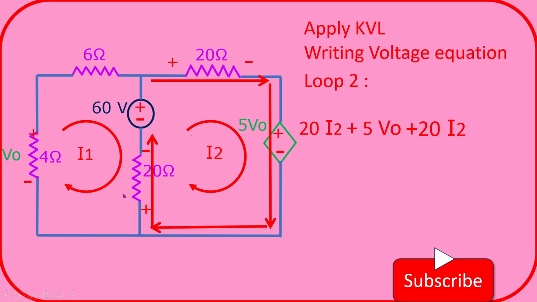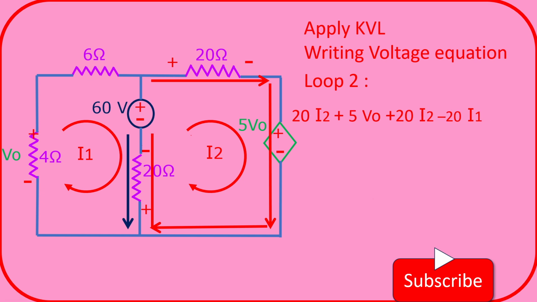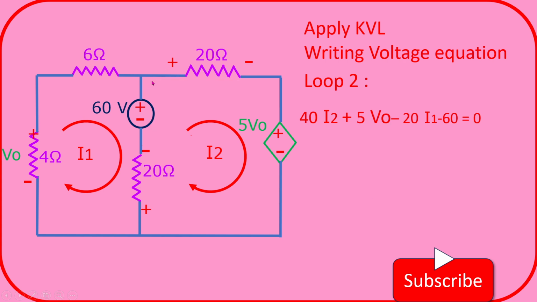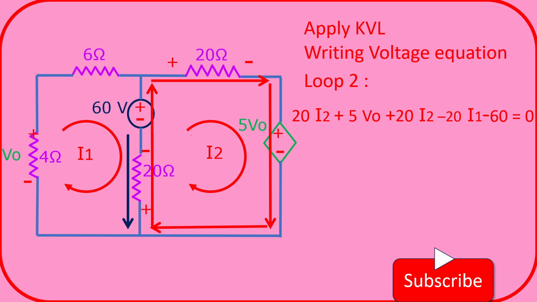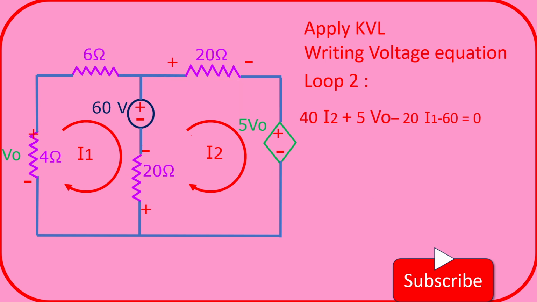At the same time, this I1 current is flowing in the opposite direction, so it can be taken as minus 20I1. Then this I2 current is flowing through this 60 volts voltage source, but here this entering point is minus, so it is marked as minus 60. Here it ends at this point. It can be written as 0, that is equal to 0. So by rearranging them, we get this as 40I2 plus 5V0 minus 20I1 minus 60, that is equal to 0.